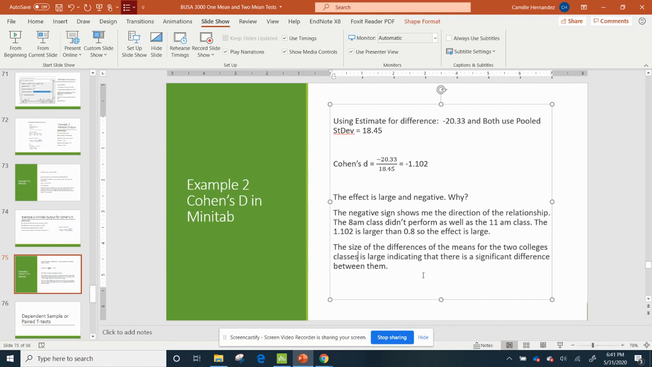And again, with Cohen's d, I did find there was a difference, and then Cohen's d told me there's a large negative difference between the two. And I saw that my 8 a.m. class didn't perform as well as my 11 a.m. class.